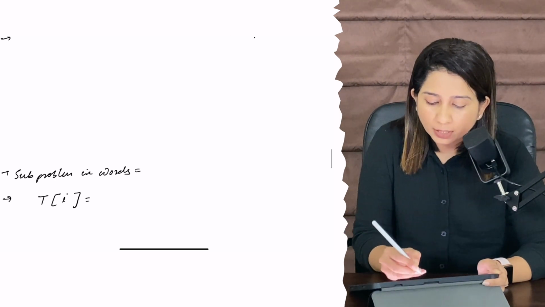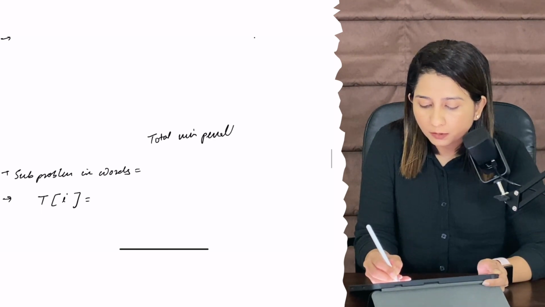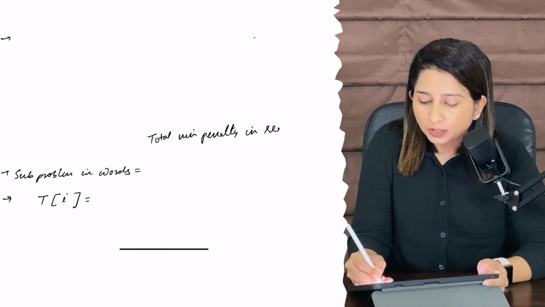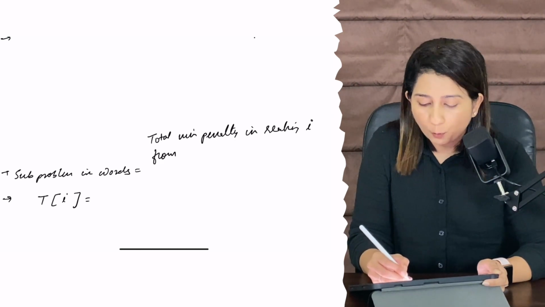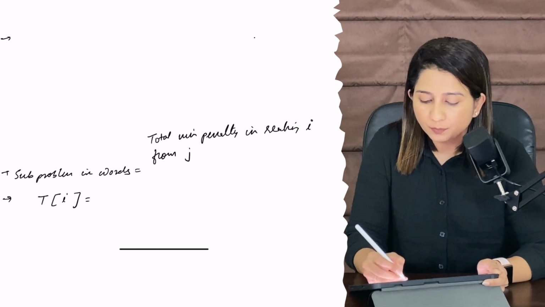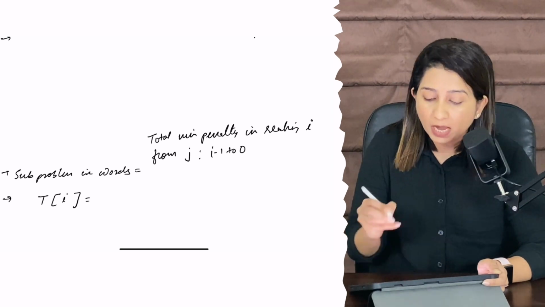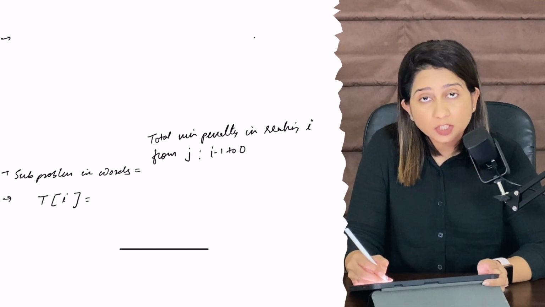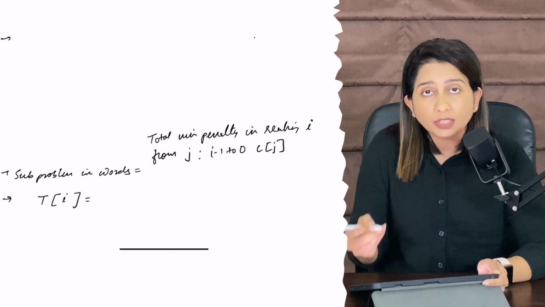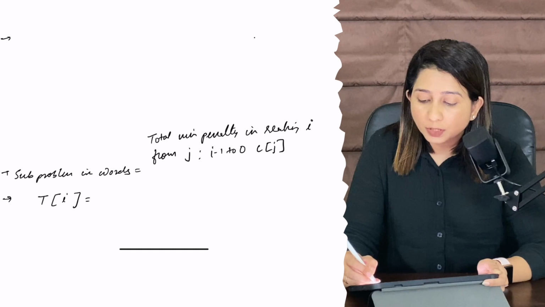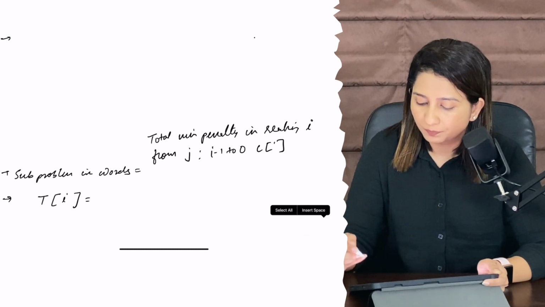So let's say that I'm trying to find out the total minimum penalty in reaching a point i from any previous point j, where j can go from i minus 1 to 0. And I also have to take care of the constraint on the point that I have come from, let's call that point cj. So the constraint we have to keep in mind is the distance between that point cj and ci.